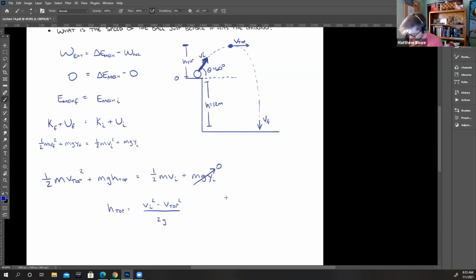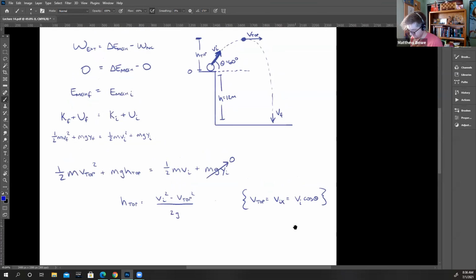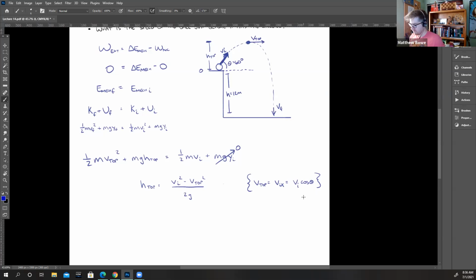I'll just say over here, V top, that's just the x coordinate of its initial velocity. Or I could say v x, which is just the same as the magnitude vi times cosine theta. Like that. Okay, so we have this new term to put in. And we know its initial velocity and we know the angle. So we're just putting in something that we know into this term.